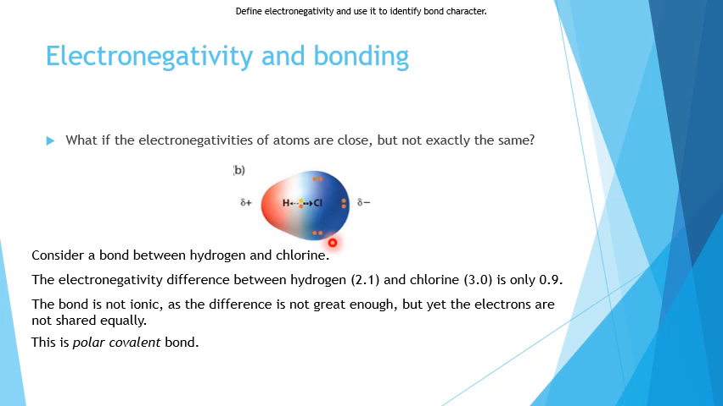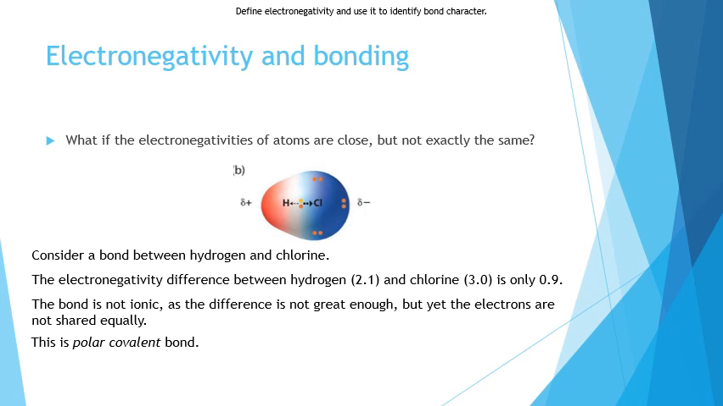Again, this is because chlorine has a greater pull on those electrons, because its electronegativity of 3 is greater than hydrogen's of 2.1. Now, not so much greater that it simply takes the electrons, like in an ionic bond, but enough that we would definitely say that it's unequal.